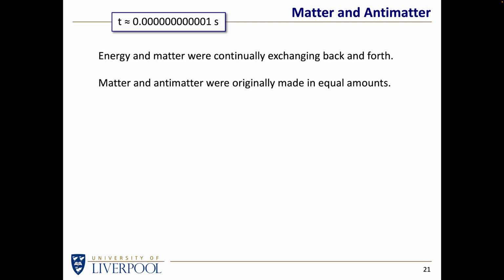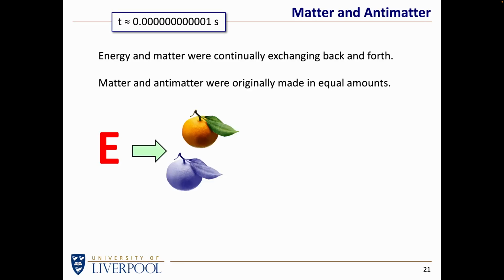As far as we can tell, every particle has an antiparticle equivalent. And back at this point in the universe, matter and antimatter were made in equal amounts. So if we take a certain amount of energy, which I can only represent by writing it down as a big capital E, we can make matter and antimatter. We can make a quark and an antiquark, or an electron and an anti-electron. We probably won't be making a tangerine and an anti-tangerine, but the point is it doesn't matter, if you'll excuse the pun, what it is we're talking about.